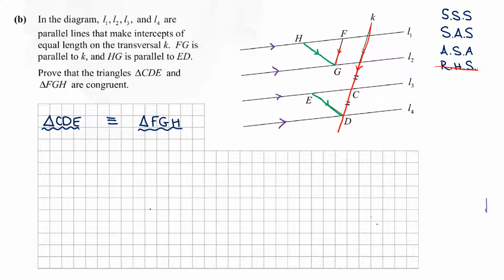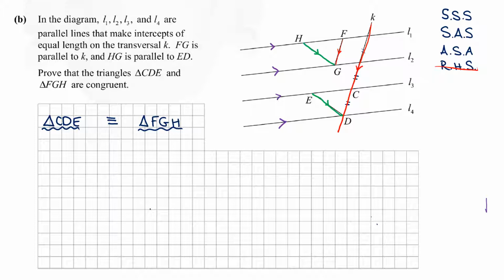Just remember that proving that the three angles are equal does not necessarily prove that they are congruent. It proves that they are similar. And similar means they are the same shape but not necessarily the same size. So that is important to remember.